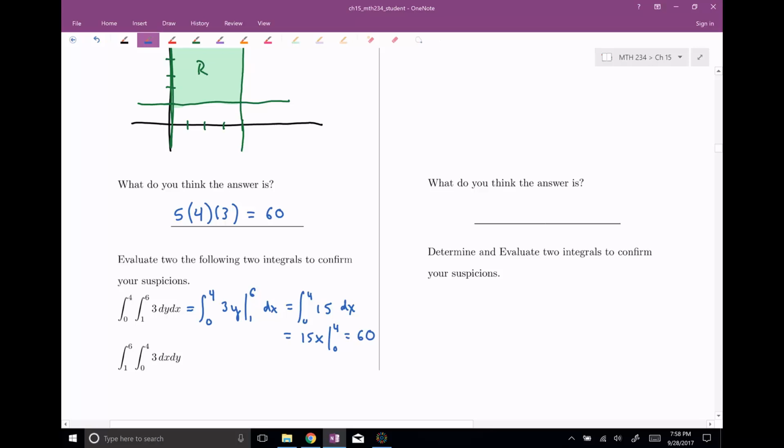This is exactly what I suspected the answer would be. I thought that I would get out 60. So this was a rectangular region, something that we've dealt with before.